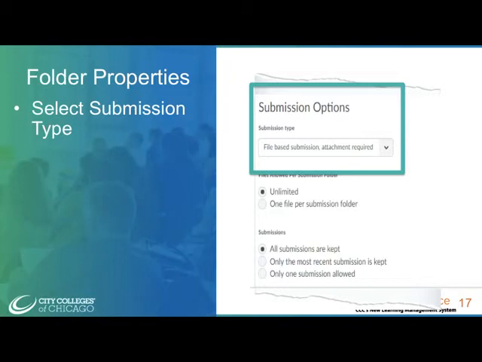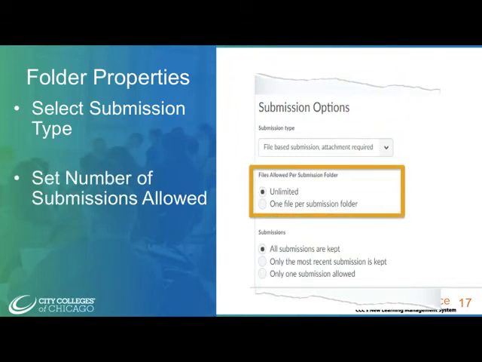The other option is text submission. This will allow students to type their work into Brightspace directly into the text box. No attachment will be required. Next, you'll see a heading for the number of submissions that are allowed. The default is unlimited. You may leave this as is, or you may change it to one file per submission folder.